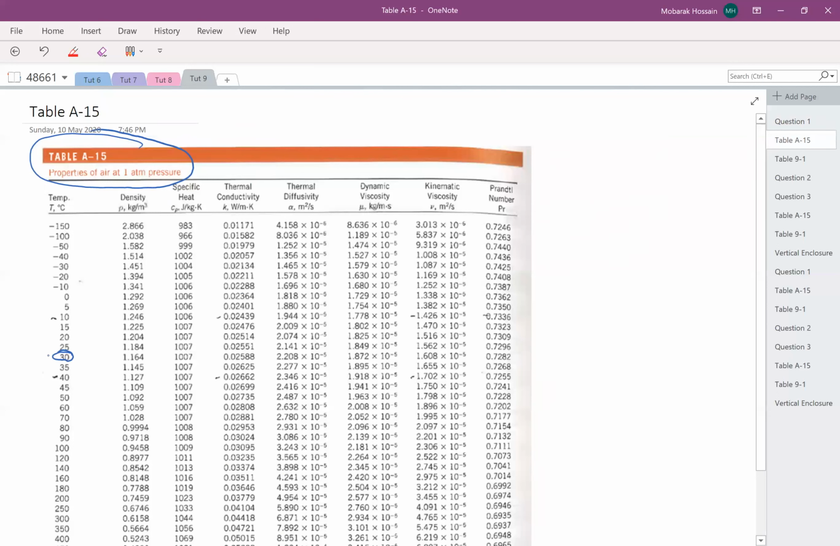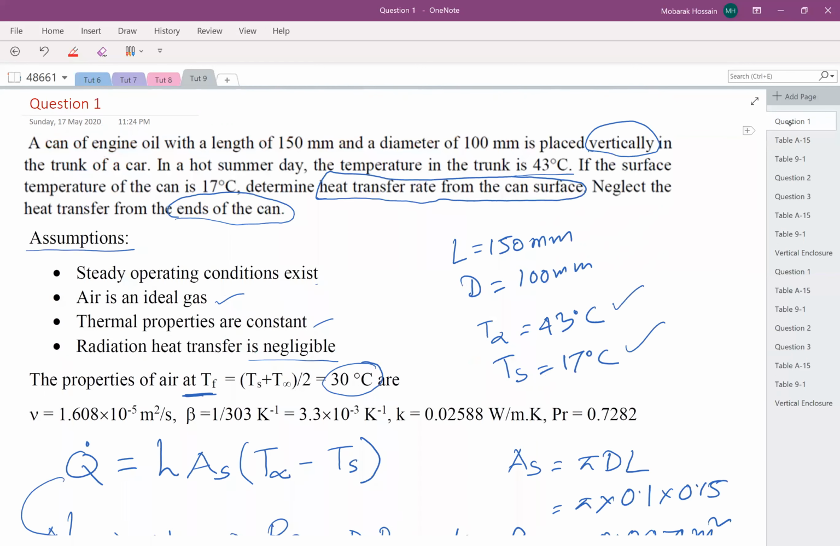So from here we'll use the kinematic viscosity, 1.608 times 10 to the power negative 5. Then we'll collect the thermal conductivity, 0.02588. Then the Prandtl number, 0.7282. So viscosity, thermal conductivity, and Prandtl number.